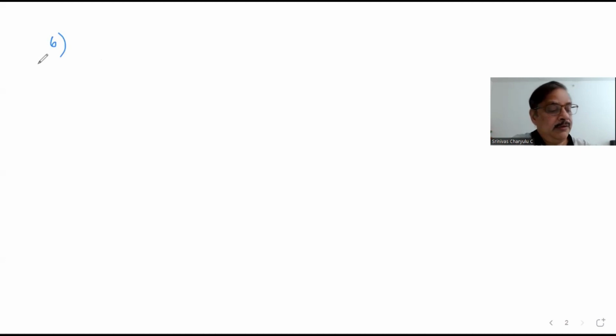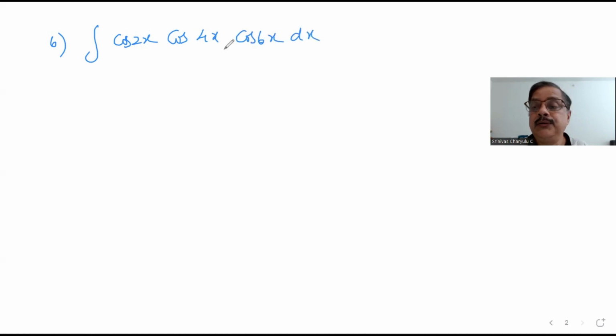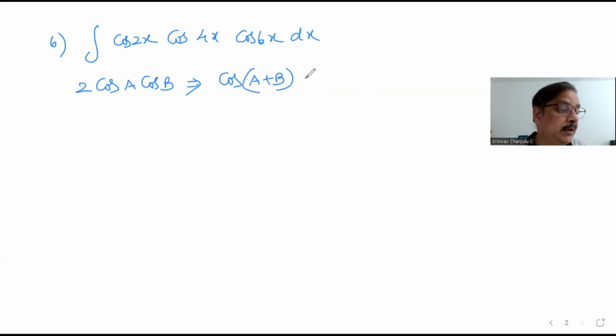Next question, you will see. These are all from our NCERT book only. Integral cos 2x, cos 4x, cos 6x dx. So now here we are supposed to apply the formula of 2 cos A cos B. What is the formula now? Cos of A plus B plus cos of A minus B. If you do this, you will be getting what answer?